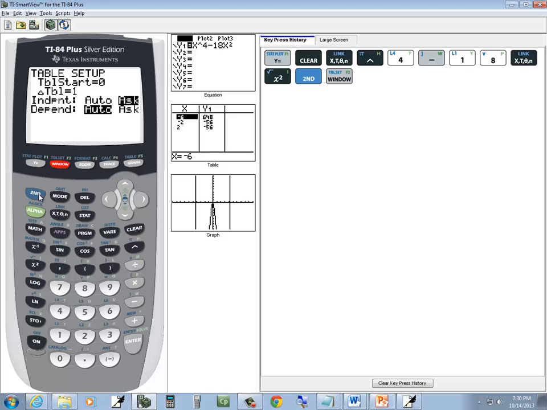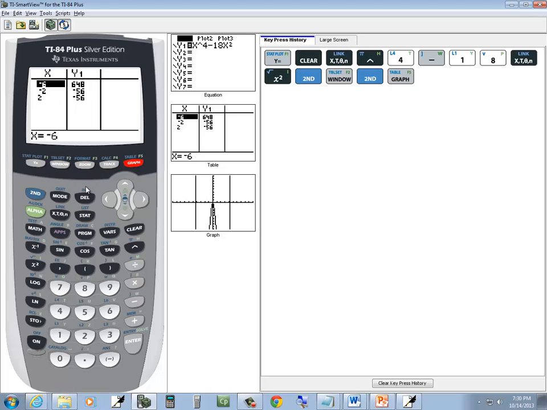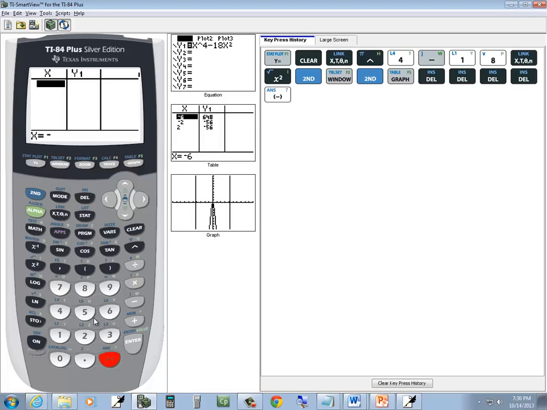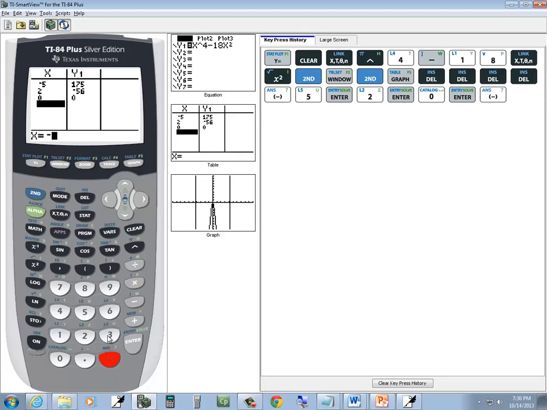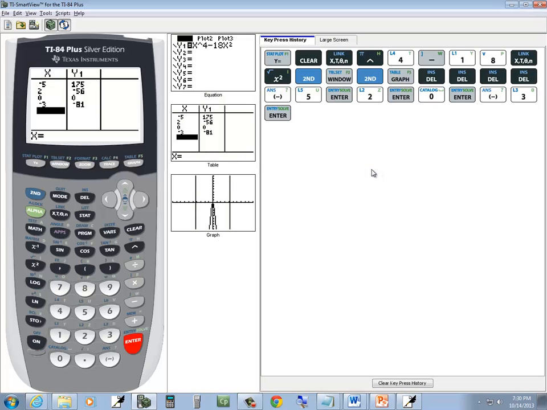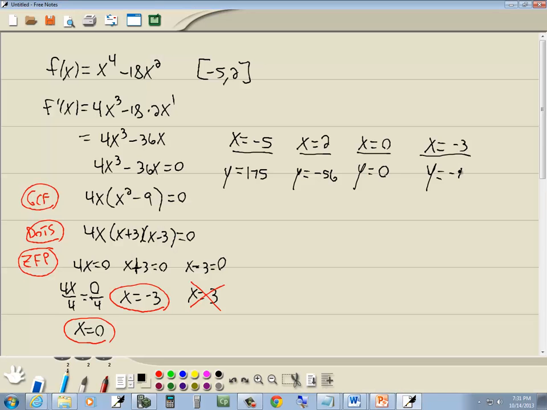Now we're going to go into table, so we're going to do second graph. I press delete to clean out those old numbers I have. You may not have any. And we're going to plug in -5, enter, 2, enter, 0, enter, and -3, enter. All the x values we're testing. Now -5 gave us 175. 2 gave us -56. 0 gave us 0. X equals -3 gave us y is equal to -81.